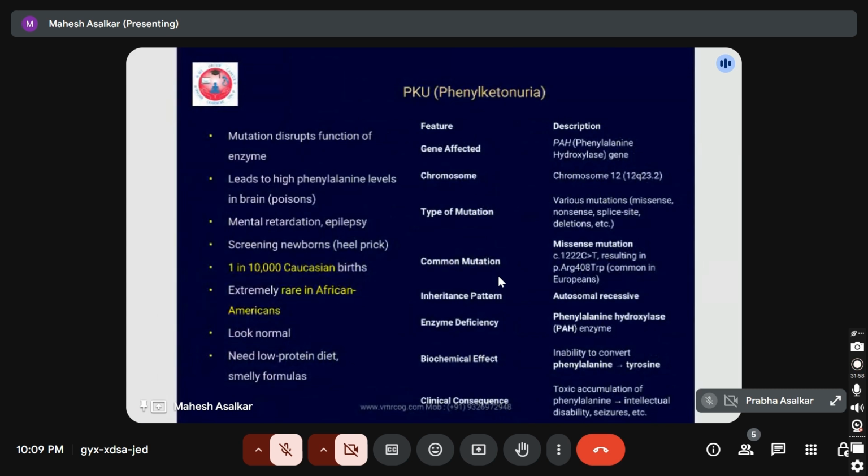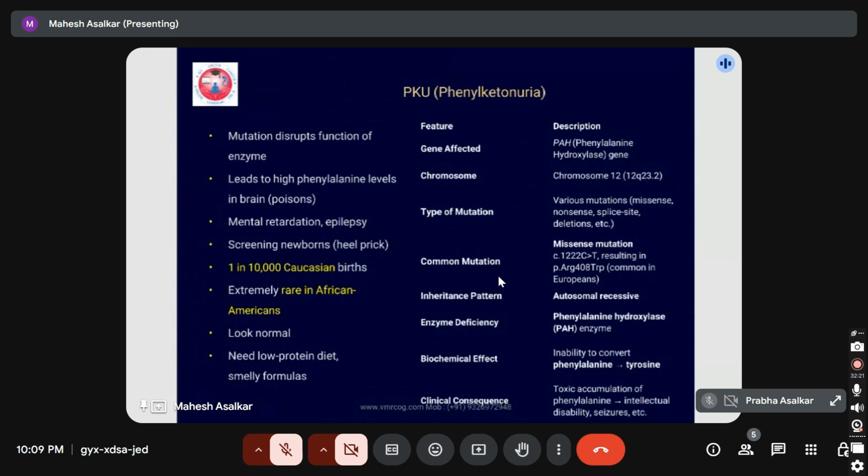Then next is phenylketonuria. Here, mutation disrupts function of the enzyme, leads to high phenylalanine levels in the brain, mental retardation, epilepsy. Screening of the newborns by heel-prick test, and 1 in 10,000 Caucasian births it is seen, extremely rare in African Americans, look is normal, need low protein diet and special formulas.